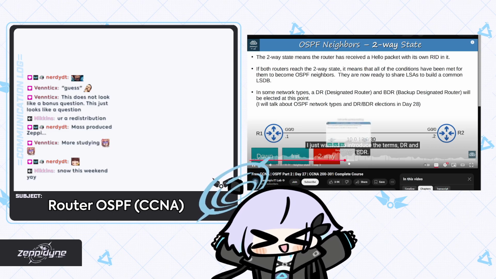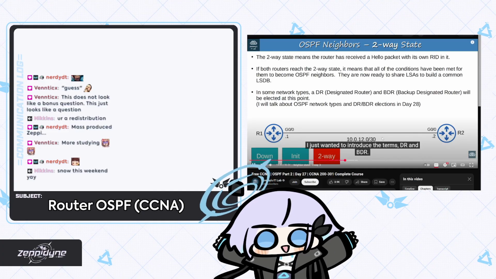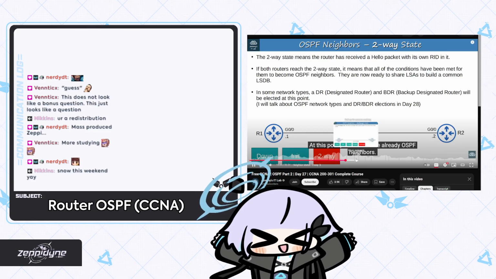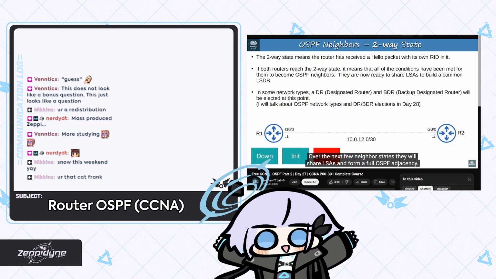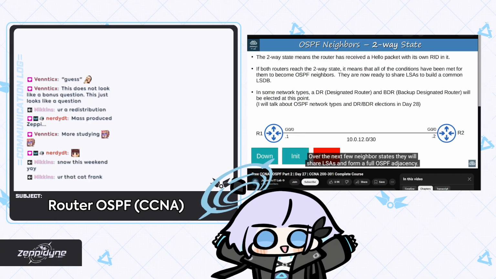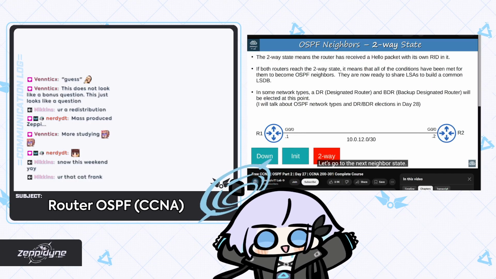Anyway, moving on. I just wanted to introduce the terms DR and BDR. At this point, the routers are almost at the OSPF neighbor state. I don't think we're going to finish this video. Over the next few neighbor states, they will share LSAs and form a full OSPF adjacency. Let's go to the next neighbor state.